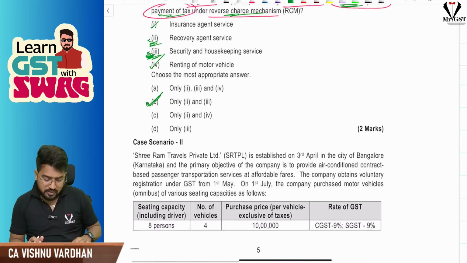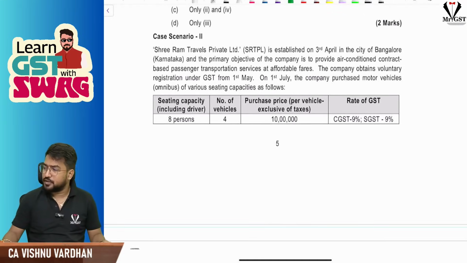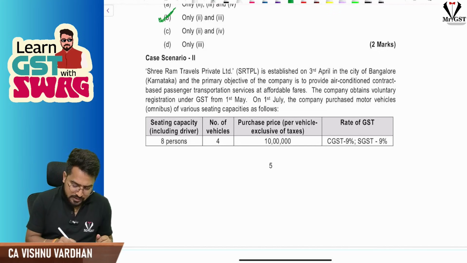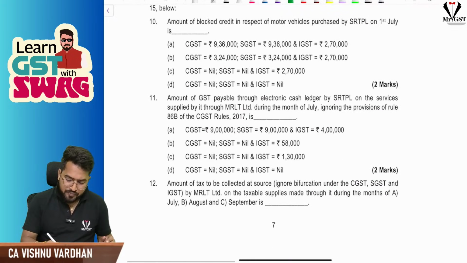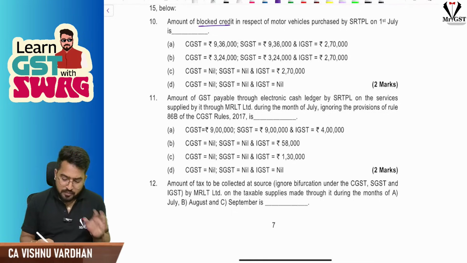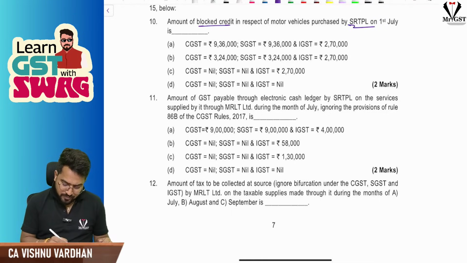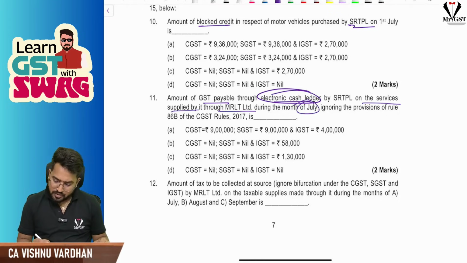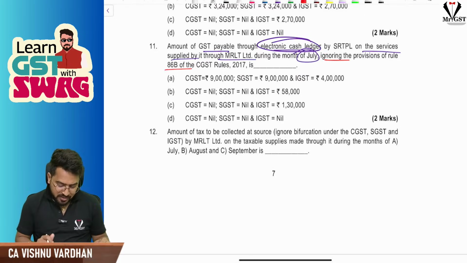Okay, we are done with case scenario 1 and hence totally 9 MCQs. Let us move on to the next case scenario. So the second case scenario, as you know, first we'll go with the questions MCQs. First question is regarding what is the blocked credit actually for this fellow SRTPL. Next, GST payable through e-cash ledger for the month of July on the services supplied by it through MRLT Limited. Okay, ignore rule 86B is what important here.